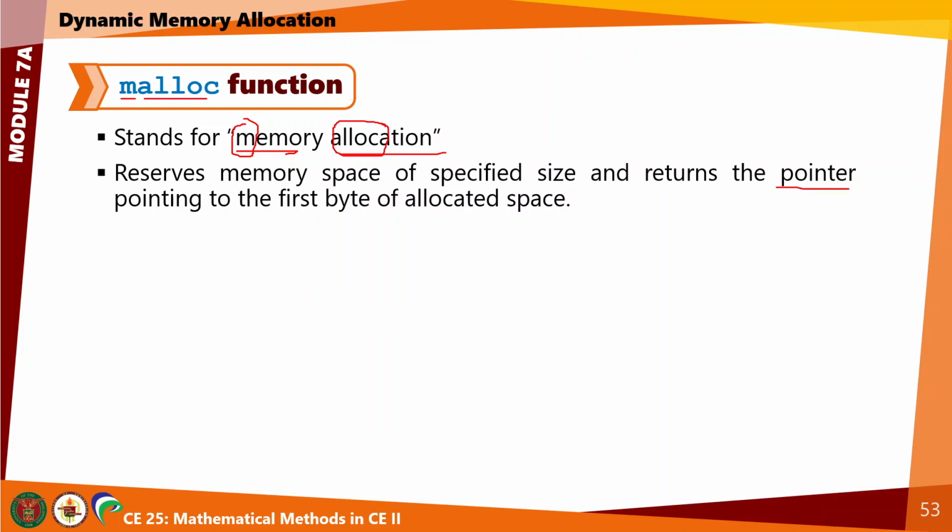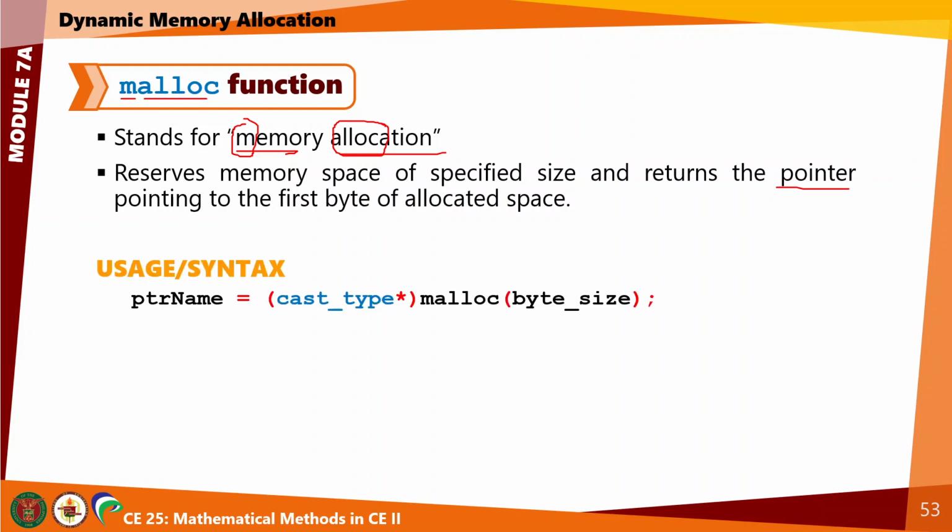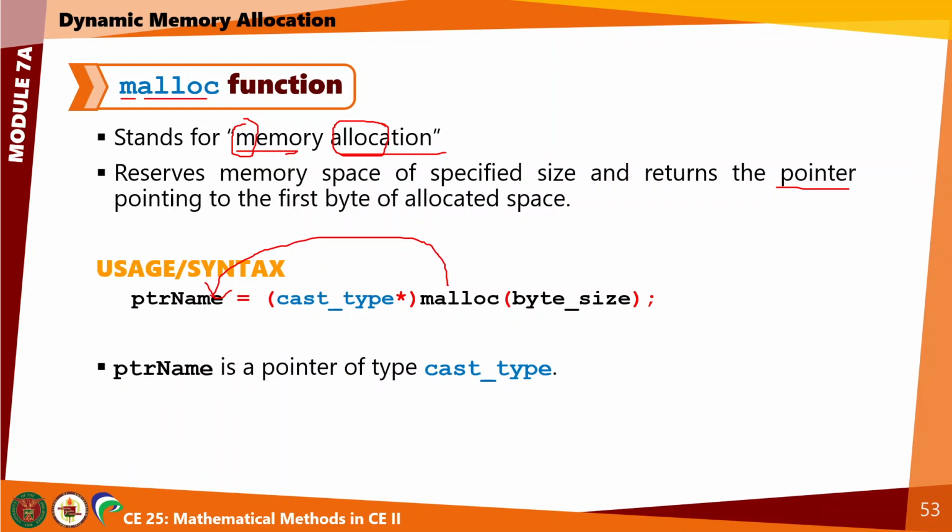Ang ginagawa nito, nag-reserve siya ng memory space of a specified size, tapos i-return niya pointer. Yung pointer na yun magpo-point sa first byte ng allocated space natin. Ang syntax is ganito. Since pointer nga yung ni-return ng ating malloc, syempre i-assign mo siya sa isang pointer. Let's say dito ptr name.